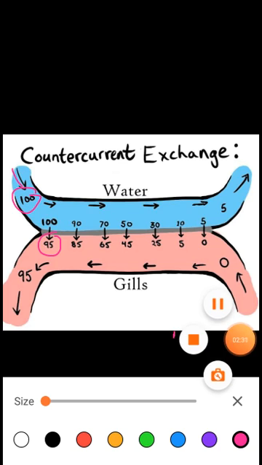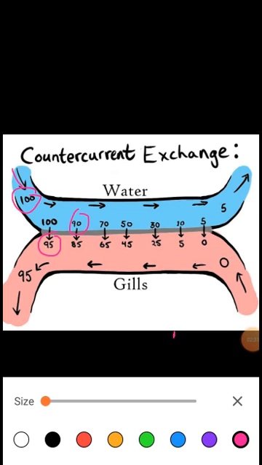Because of that, the concentration of oxygen in the passing-by water reaches to what? To 90, but it is still higher than the blood passing by, which is 85. So again things will move from higher concentration to lower concentration, and so on. In the flowing water the concentration is decreasing, but it is still more than the new blood which is passing from here, right? The 85 will go over here, the 95 will go over here to the outside of the gill.